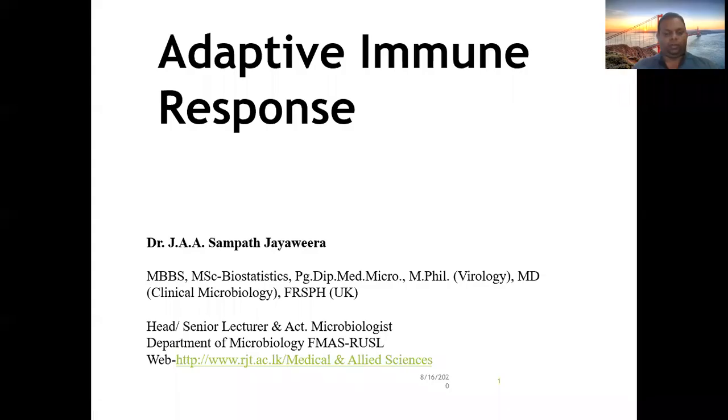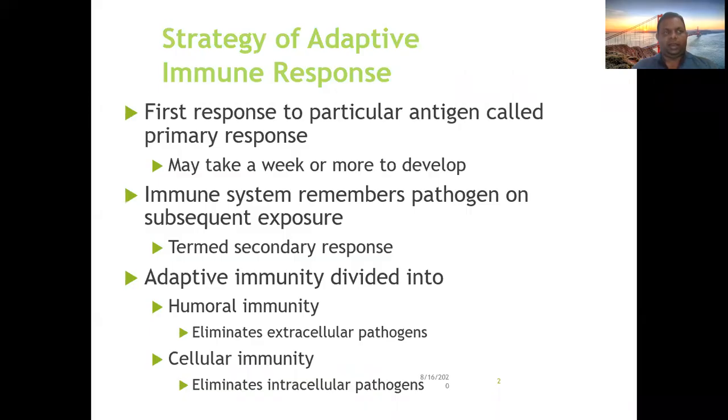Adaptive immune response. Now you have the knowledge on innate immunity, the first line of defense, so now we are moving to the adaptive immune response. Usually the first response to a particular antigen, called the primary response, may take a week or more to develop. The immune system remembers pathogens on subsequent exposure, termed the secondary response. It is related to the adaptive response.